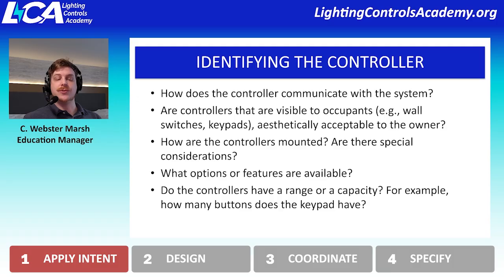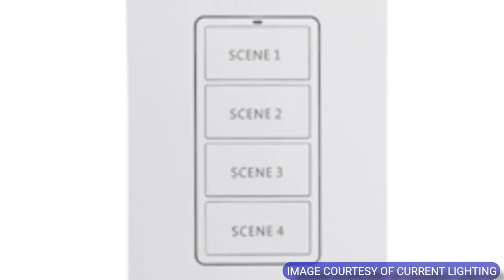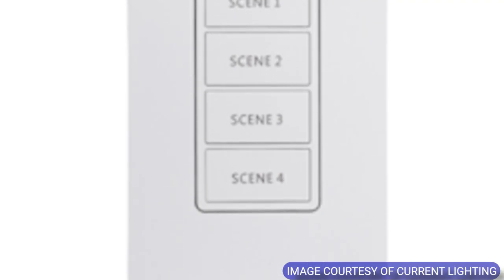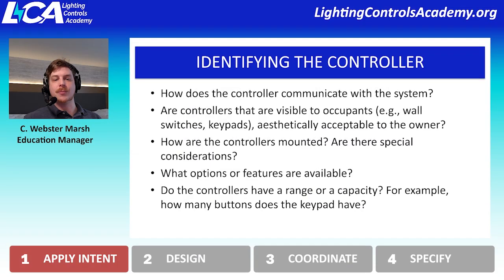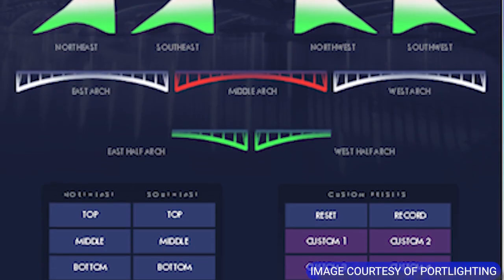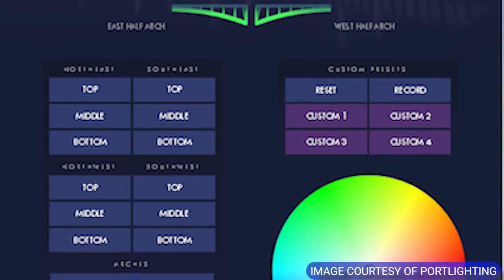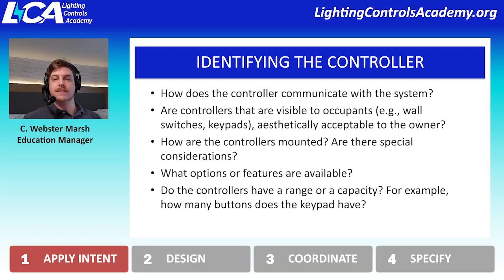As mentioned before, do the controllers have a range or capacity? So on top of just capacity for devices, you might also need to verify how many buttons you have. Can the buttons be reprogrammed? Can they be engraved, or how are they labeled properly? Or do you have a touch screen that operates as a controller? And how much reprogrammability do you have? How much flexibility do you have with that touch screen's graphical user interface, or GUI? All of these questions will help you refine what kind of controller you're able to use or should be selecting for your project.